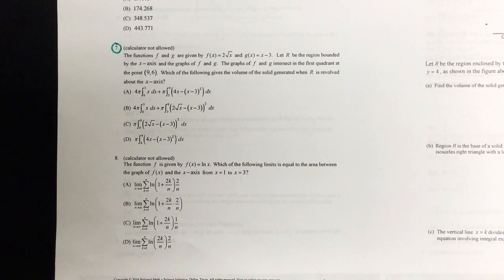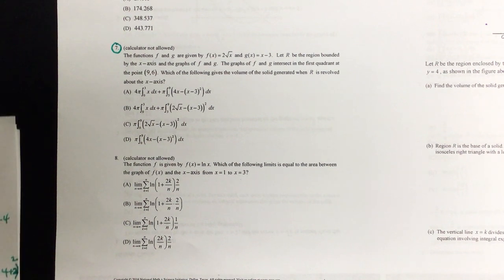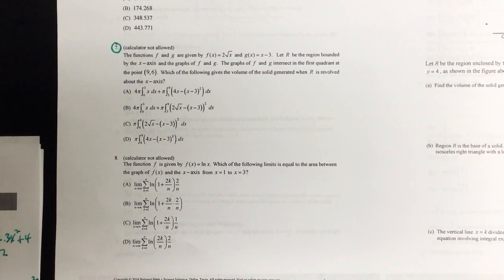The functions f and g are given by f of x equals 2 square root of x and g of x equals x minus 3. Let R be the region bounded by the x-axis and the graphs of f and g. The graphs of f and g intersect in the first quadrant at the point 9, 6. Which of the following gives the volume of the solid generated when R is revolved around the x-axis? All right. So it looks like we have to make the circle twice at some point.